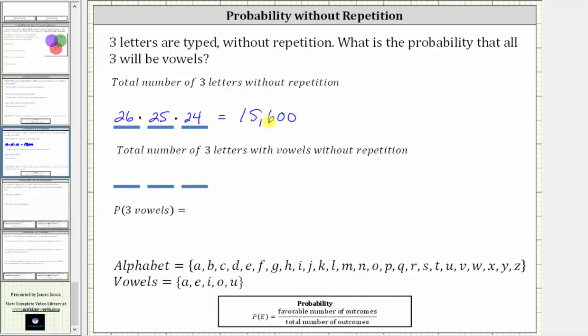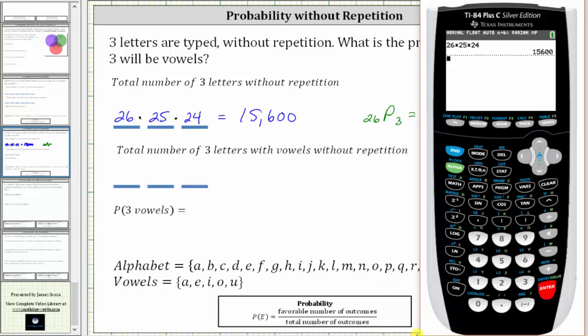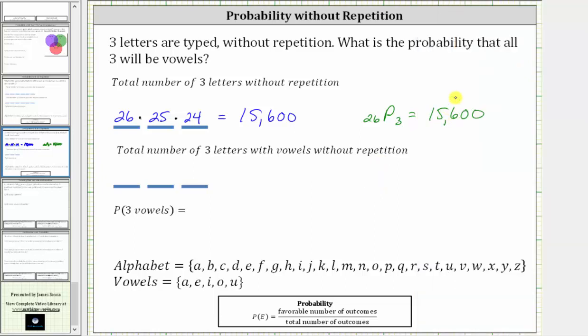We could have also found this by using a permutation. Remember, a permutation is an arrangement where order matters and there's no repetition. And since there are 26 letters and we're taking three letters at a time, we could have evaluated the permutation 26 permute 3. And let's just show this is equal to 15,600 on the calculator. We enter 26, math, right over to probability, select 2 for permutation, and then 3, enter, which gives us the same value.